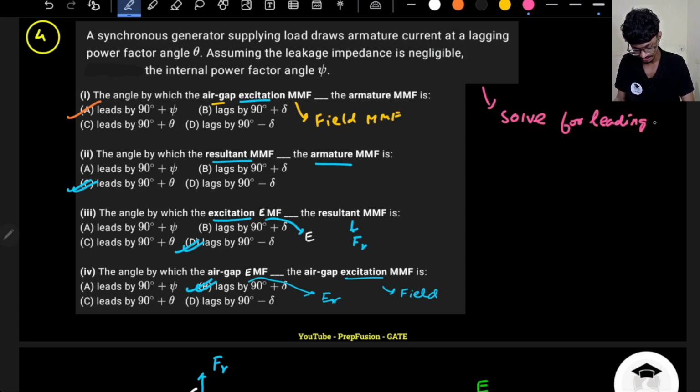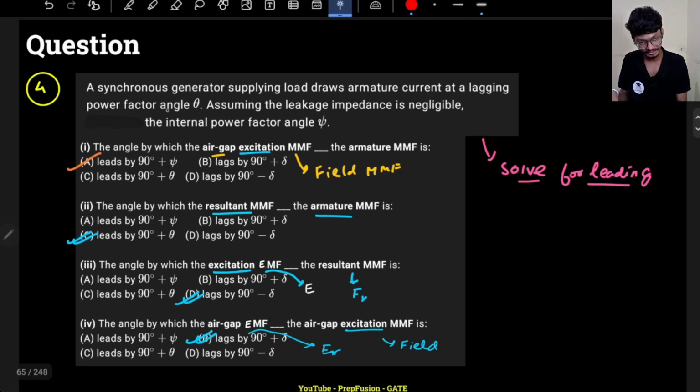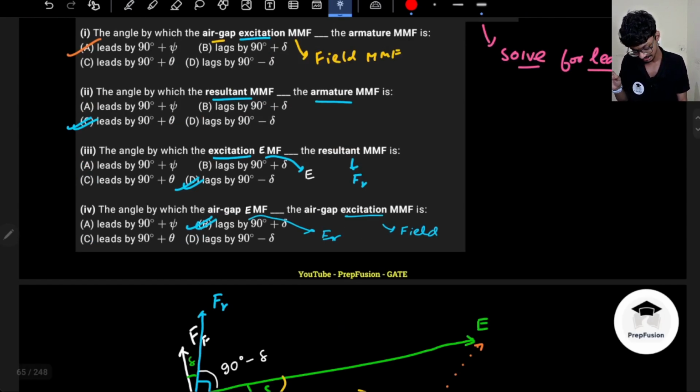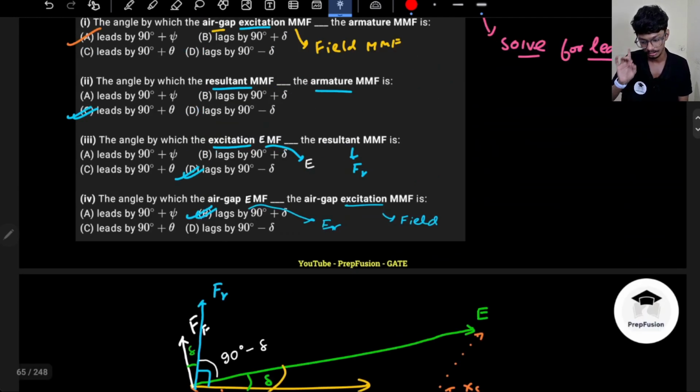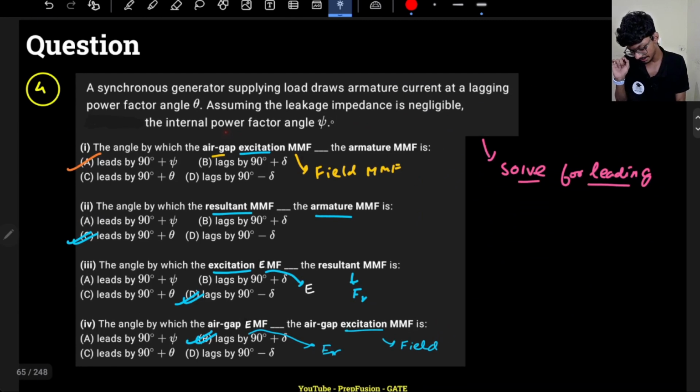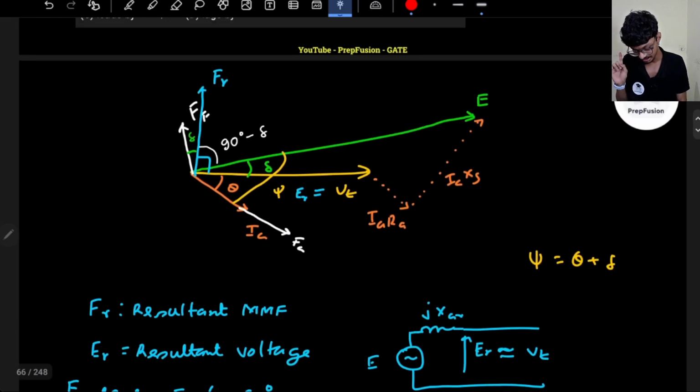I will quickly summarize this question again because I know there will be a bit of confusion here. The scenario given is that we have the power factor angle theta, a lagging power factor angle. Assuming leakage impedance is negligible, we don't have any drops. That means my resultant EMF, internal EMF and air gap EMF will equal the terminal voltage. I can neglect the leakage reactance and only consider the armature reactance. And the internal power factor angle is psi, which is the angle between E and IA.